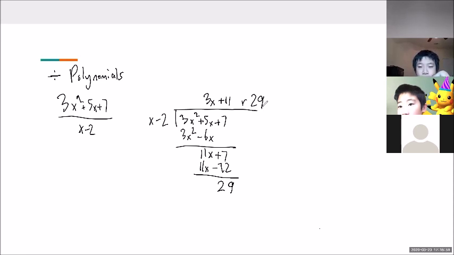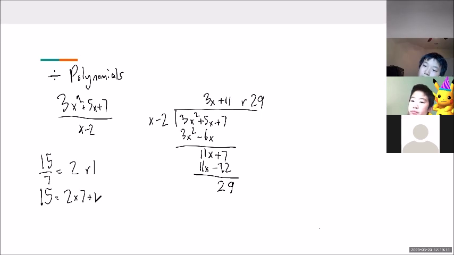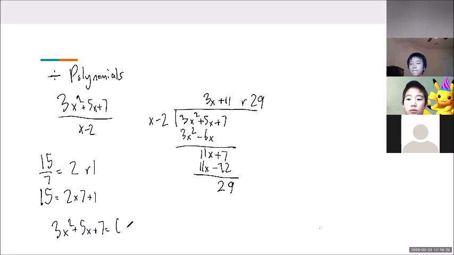So if you divide a number by another number, let's say if you divide 15 by 7, you notice that 15 over 7 is 2 with remainder 1. 15 is equal to 2 times 7 plus 1, right? Now, over here is kind of the same thing. You divide 3x squared plus 5x plus 7 over x minus 2. So then 3x squared plus 5x plus 7 is equal to x minus 2 times 3x plus 11, plus 29.